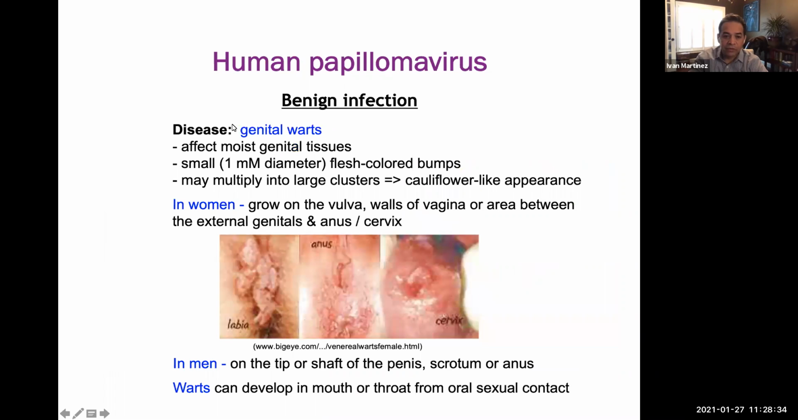So benign infections of human papillomaviruses are mostly related to genital warts, affecting most genital tissue. They're small, flesh-colored bumps, and may multiply into large clusters. In women, growth in the vulva, also the vagina, or external genital, the anus or the cervix. In men, mostly in the shaft of the penis, scrotum or anus, and warts can develop in the mouth or throat from oral sexual contact.